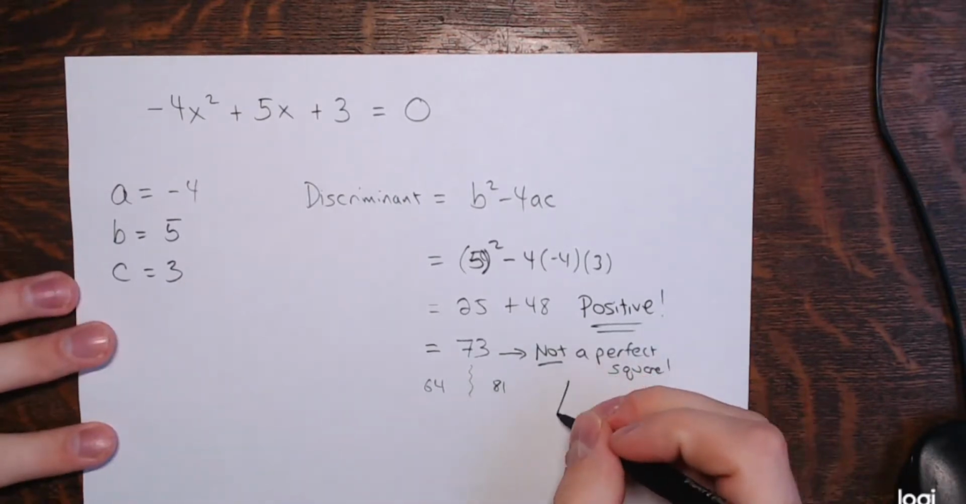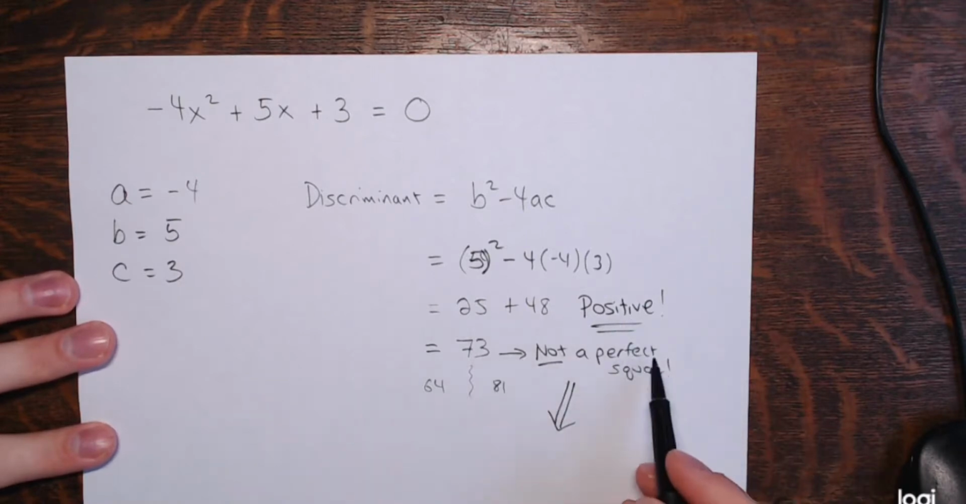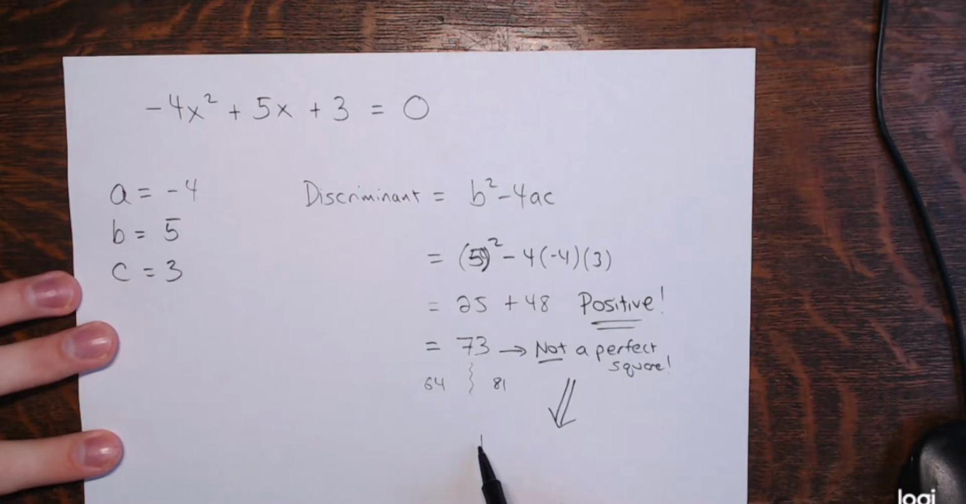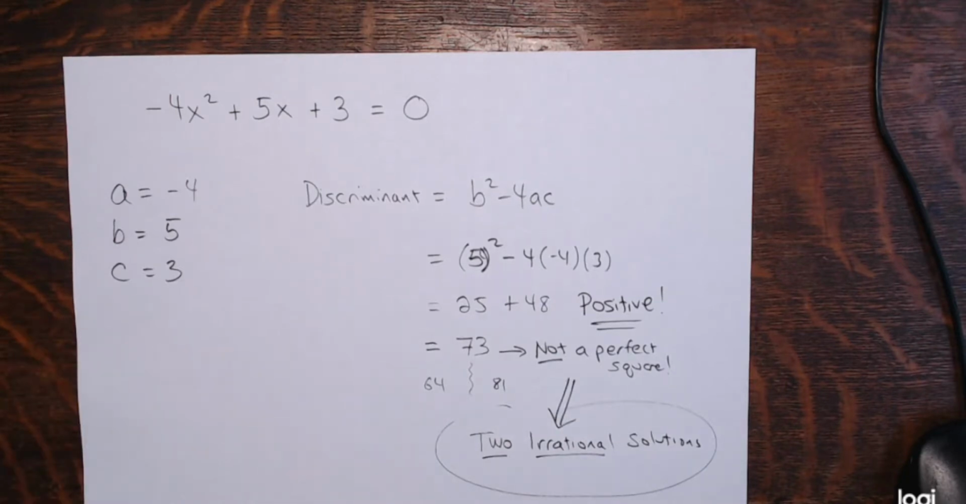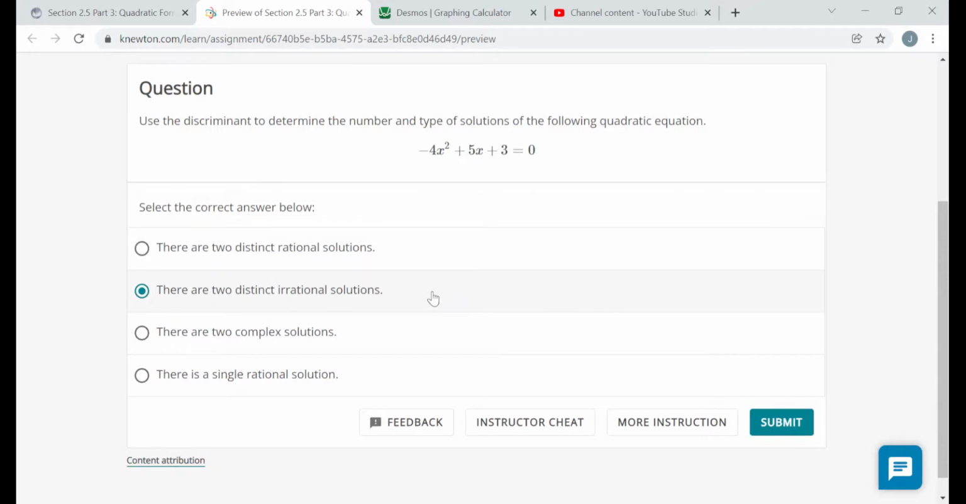So remember that case when the discriminant is positive but not a perfect square, the equation will have two irrational solutions. All right, and that's all they want. Two different irrational solutions. And you could continue on and actually find the solutions, but that's not what we're asked to do here. Right? So two distinct irrational solutions, right? The discriminant was positive and not a perfect square. And let's check it out.